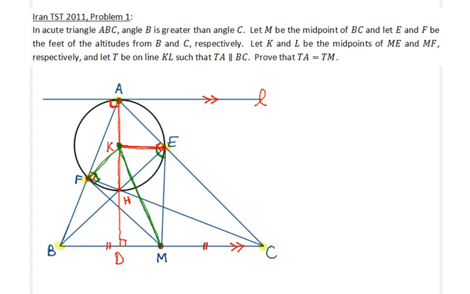Hello everyone, in this lecture we will be going over Iran Team Selection Test 2011 problem number 1. Here's a view of this problem. We are given an acute triangle ABC where angle B is greater than angle C.